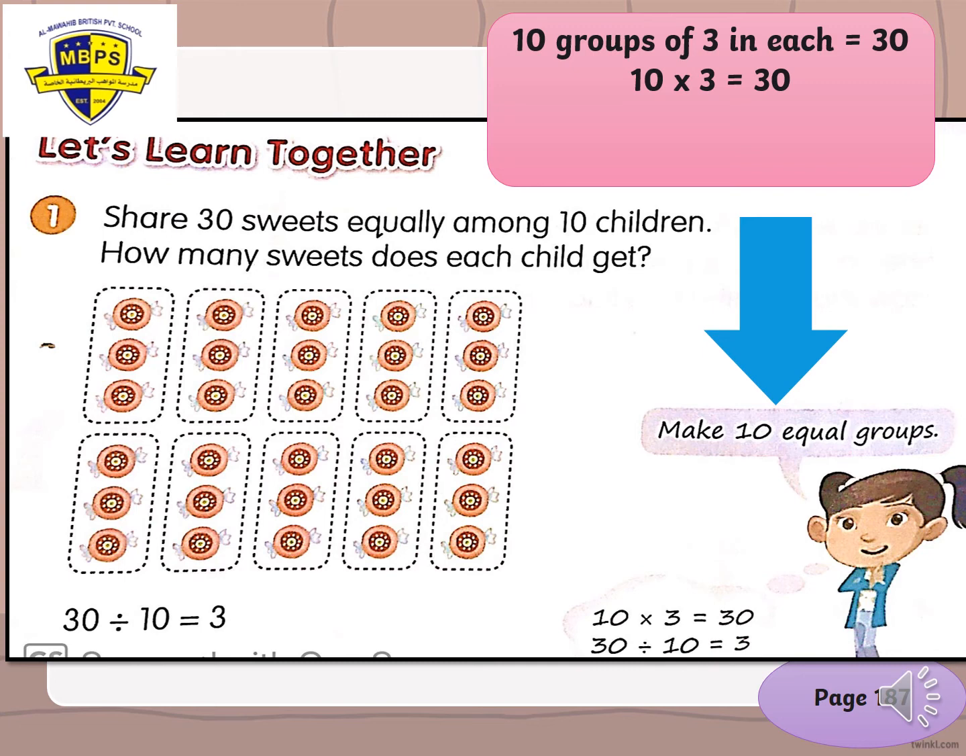Can you write now the division sentence? 30 divided by 10. I have 30 sweets. I share it equally between 10 children, so it's equal to 3. I give 3 for each child.